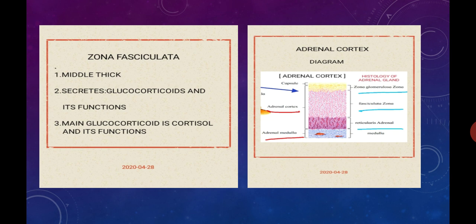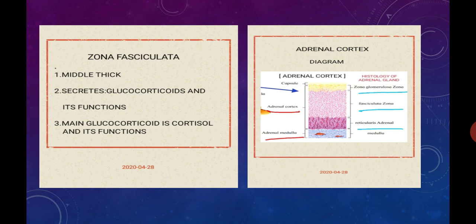This is about the second region called zona fasciculata. We will see the points once again. It is a middle and thick region of the adrenal cortex. It secretes a hormone called glucocorticoid. So students, glucocorticoids are the hormones of zona fasciculata. It performs only one function: it regulates metabolism of carbohydrates, protein and lipids.